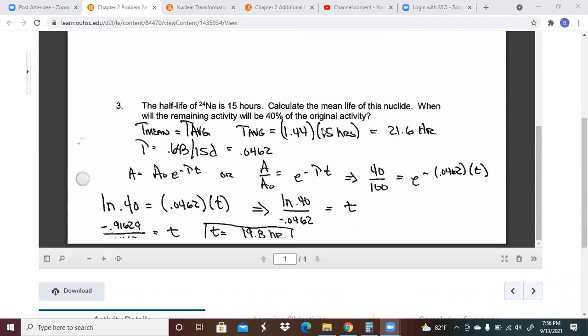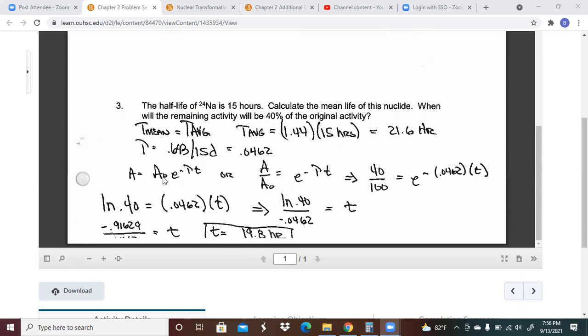So let's take a look here at number 3. The half-life of sodium-24 is 15 hours. Calculate the mean life of this nuclide. When will the remaining activity be 40% of the original activity? All right, mean, of course, is the same as average. In order to find the average life, we take the half-life multiplied by 1.44. That gives us this. To determine lambda, we take 0.693 divided by 15 hours, come up with this.